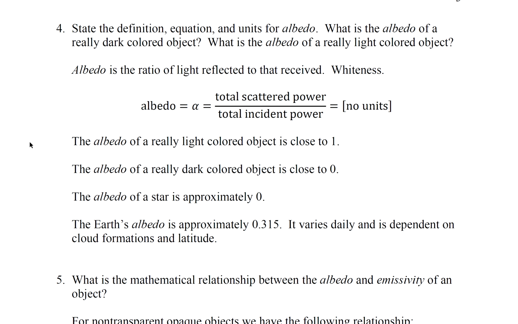It has no units. So the albedo of a really light colored object is close to 1. The albedo of a really dark colored object is close to 0. And the albedo of a star is about 0. The Earth's albedo is about 0.315, and it varies daily and is dependent on cloud formations and latitude.